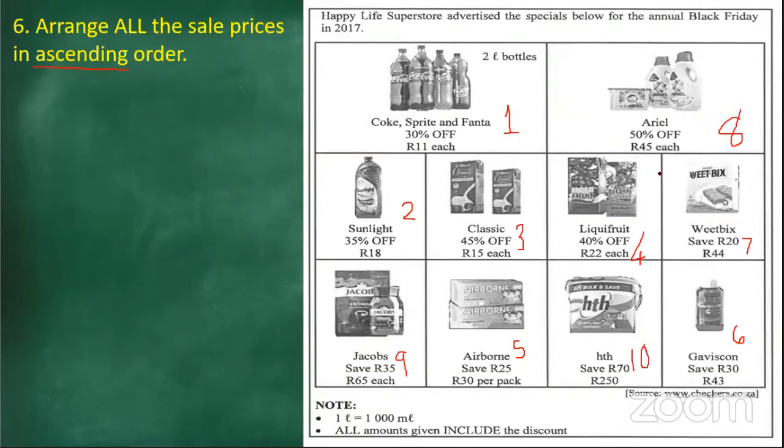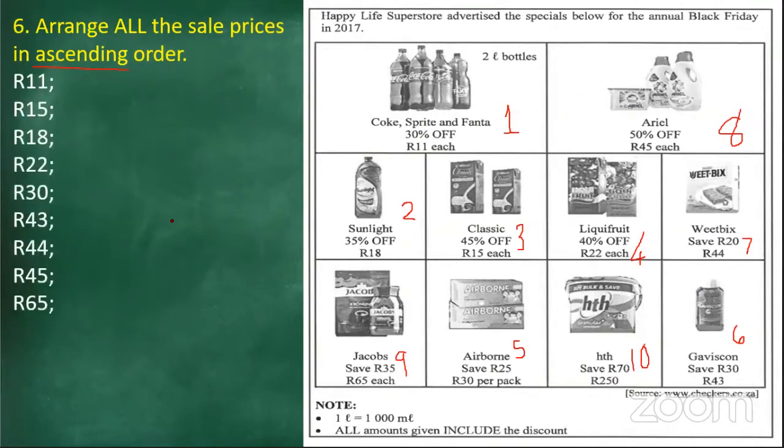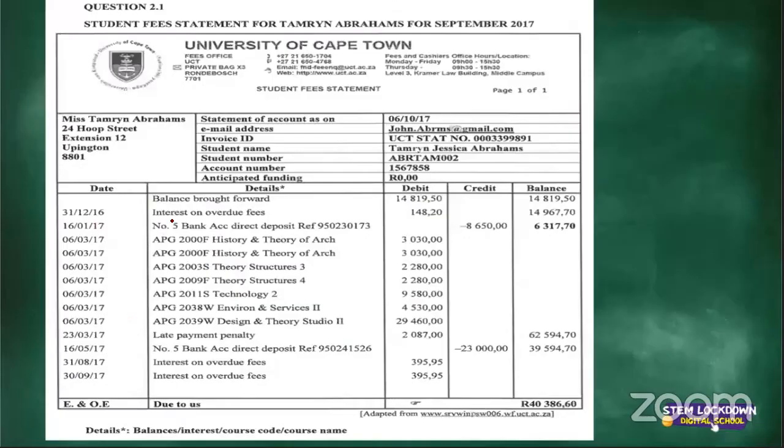So that's the ascending order. You will write those prices like that: 11 rand, 15 rand, 18, 22, 30, 43, 44, 45, 65, and 250. Write them down in ascending order. That's exactly how you do it, and you'd get your full marks for that question.